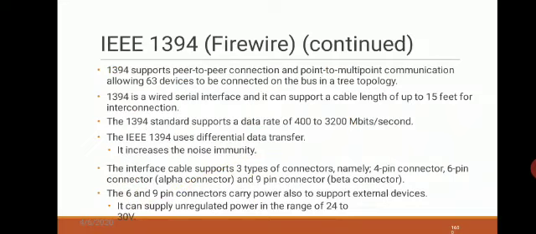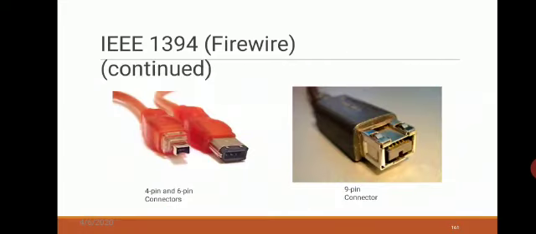Like USB, this also carries power to support the external device, but it can supply unregulated power in the range of 24 to 30 volts. So it is very large compared to the USB cable. They transfer only 5 volts. Here it transfers 24 volts to 30 volts of power. Okay. So this is how the IEEE 1394 connectors look. This is the 4-pin and 6-pin connector, and this is a 9-pin connector. So this is how they look. They will be around 15 feet long for the connection.